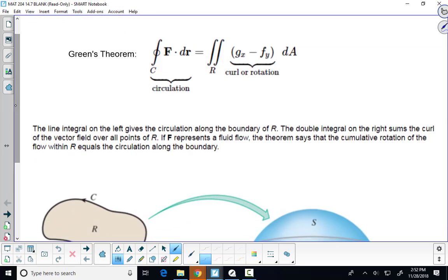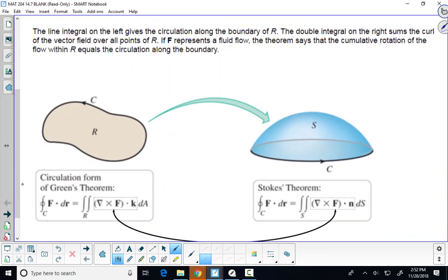Green's theorem, circulation. Gx minus Fy, we've talked about this a bunch. That's really just curl. It's the normal component of curl. It's the z component of curl, if you're in two-dimensional space. If you did the whole curl matrix, you get 0, 0, that. So in 2 dimensions, we would call that the normal component, the k component.